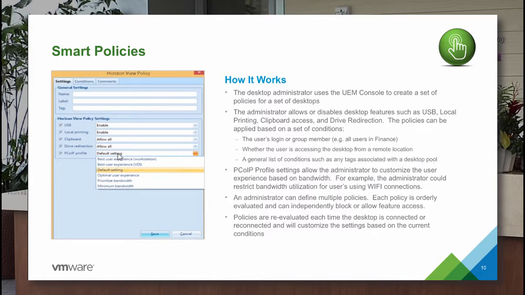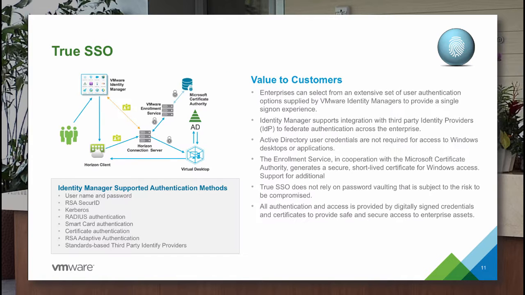The PC over IP, that's actually kind of one of my favorites, because this allows admins to customize experience based on bandwidth. So like we said, as an example, an administrator could restrict bandwidth utilization for users using Wi-Fi connections as opposed to users that are accessing it over LAN, right? Lots of different points of flexibility, and it can constantly be reevaluated every time the desktop is connected or reconnected, and it will customize the settings based upon current conditions. So just because it happens once doesn't mean it'll happen every single time.